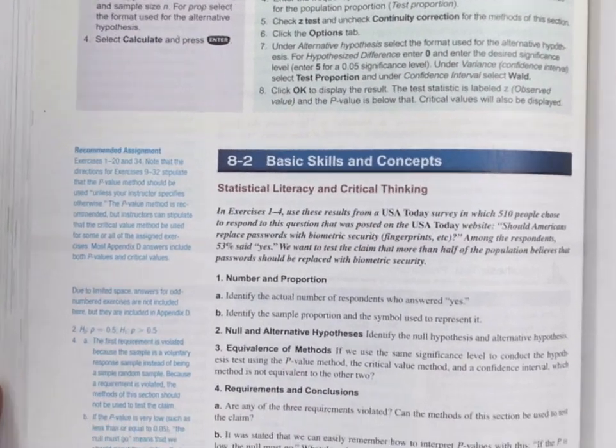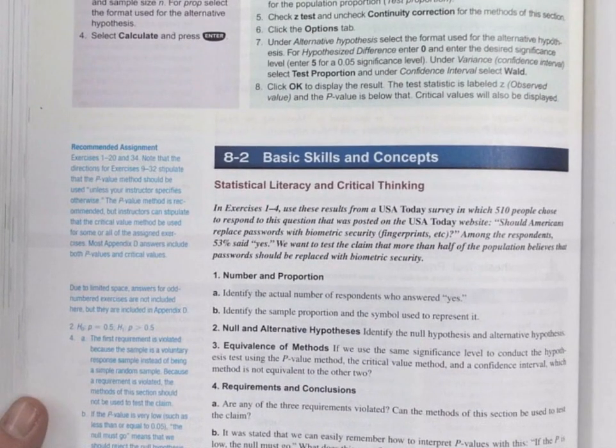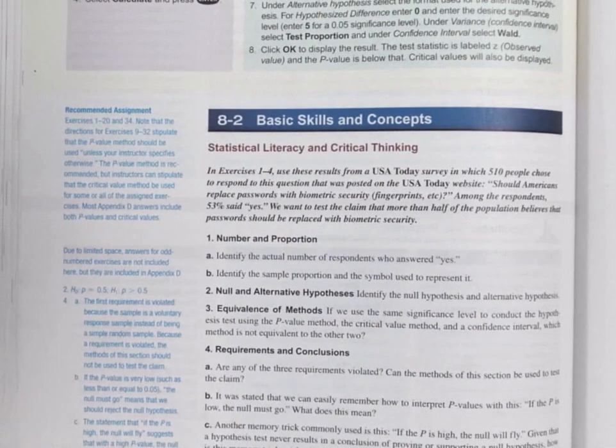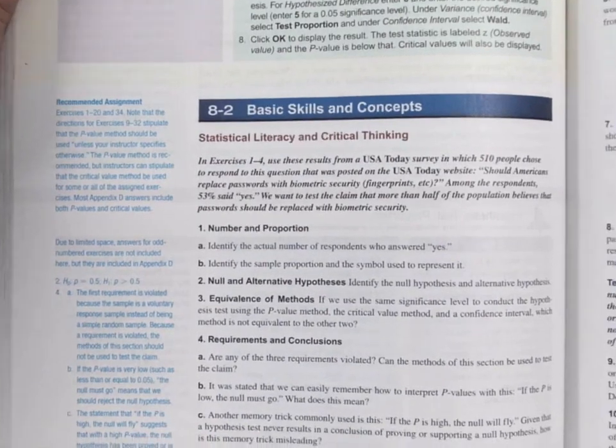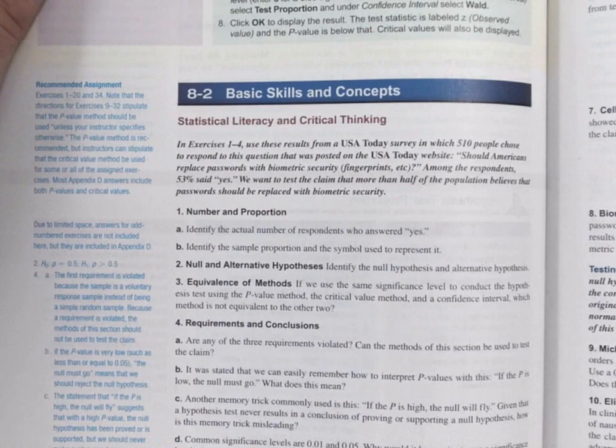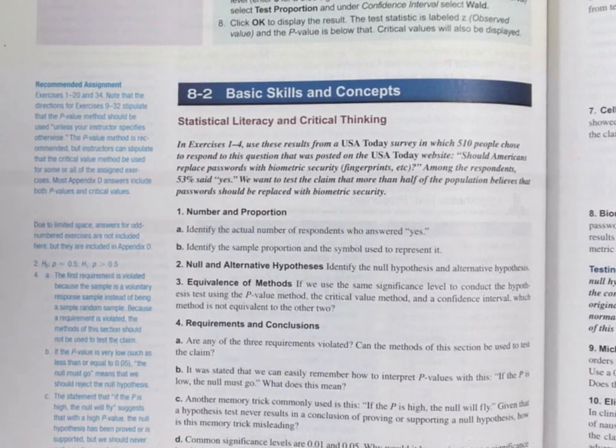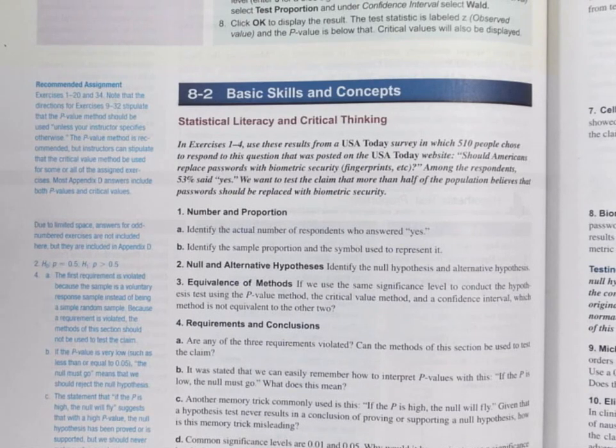Number 4. Number 4 says, are any of the 3 requirements violated? Can the methods of this section be used to test the claim? So when we're testing proportion, we have to make sure that there's this normality check that n times p is greater than 5, and also n times q is greater than 5. It's the exact same normality check that we had to do in 6.6. You guys remember that? When we were using a normal to estimate a binomial.